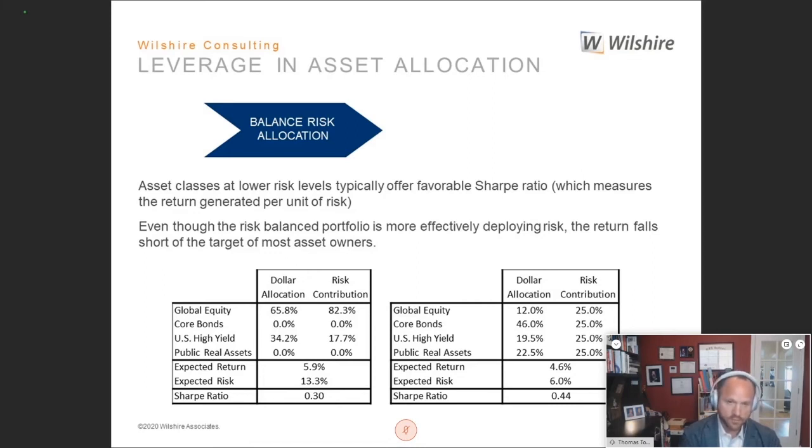I'll call the first table, I won't call it a typical portfolio because it's basically equities and high yield, but you can see that it's 65% global equities and 34% high yield with an expected return of 5.9 and a risk over 13%. The Sharpe ratio there is 0.3. As you move to a more risk-balanced approach on the right-hand side, you can see the risk contribution is equalized across all three.